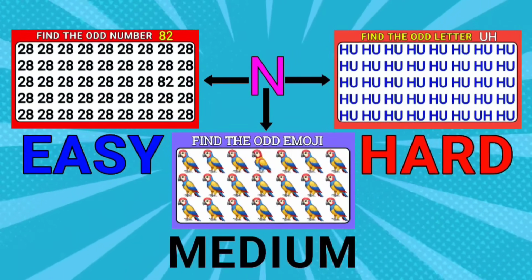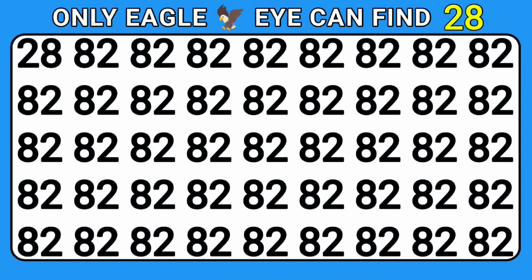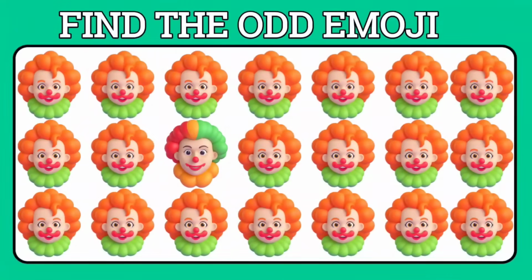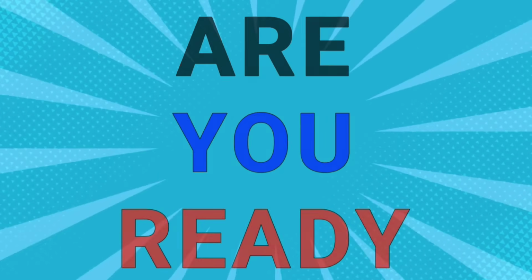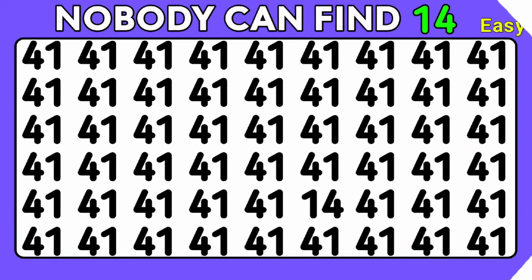Here are three exciting levels including numbers, letters and emojis. Are you ready? Let's start. Easy level. Nobody can find the odd number 14. Excellent, you picked the right one.